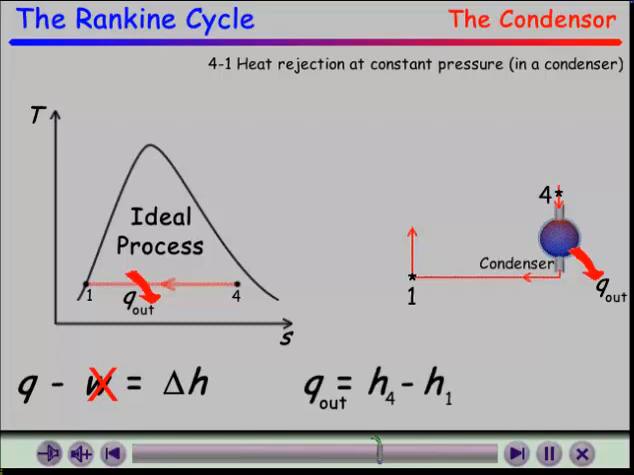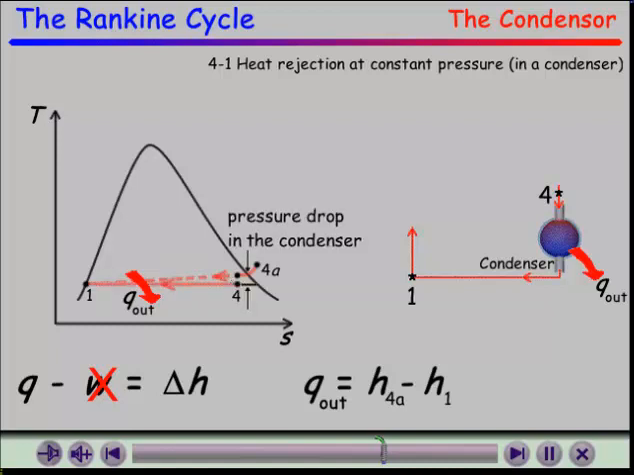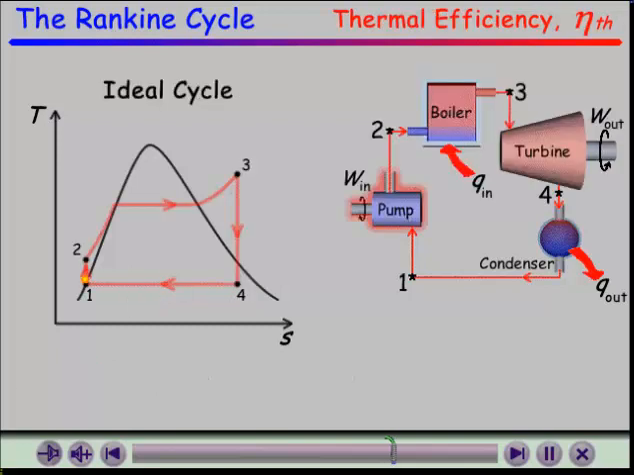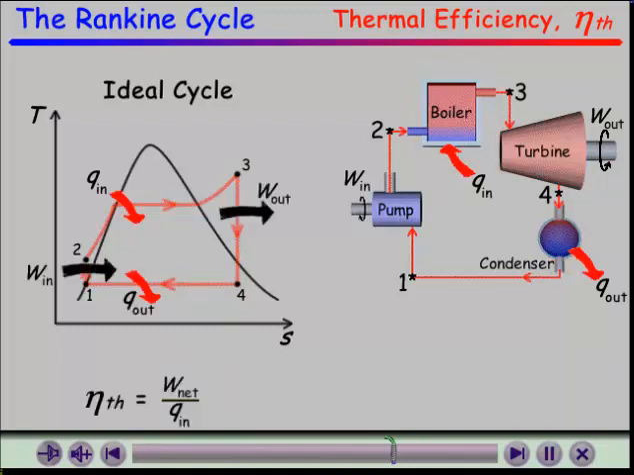In the actual process, steam exits the turbine at a slightly higher pressure than at the ideal point 4 shown here. The pressure at point 4s and point 4a is higher to account for the pressure drop in the condenser. This increases the amount of energy rejected in the condenser. The thermal efficiency of a Rankine cycle is determined by the ratio of net work output to the heat energy input.